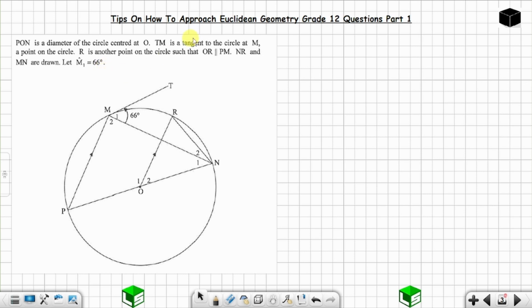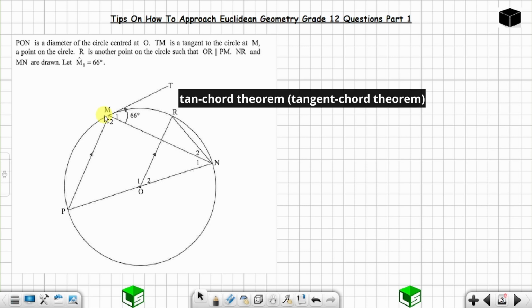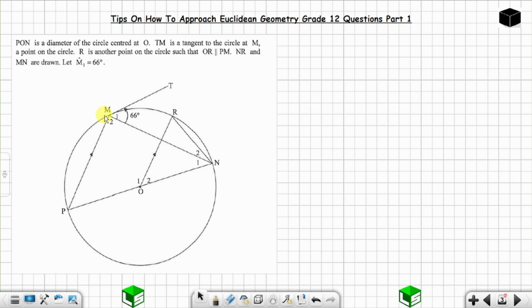Now, to answer Euclidean geometry questions, always try to collect as much information as possible. Before you even attempt to answer the questions, try to collect as much information as possible. You can see from what we are given, you have a tangent. TM is a tangent to the circle at M, so M is the point of contact. Whenever you have a tangent, what you have to think of is the tangent-chord theorem. You can see between the tangent and this chord.